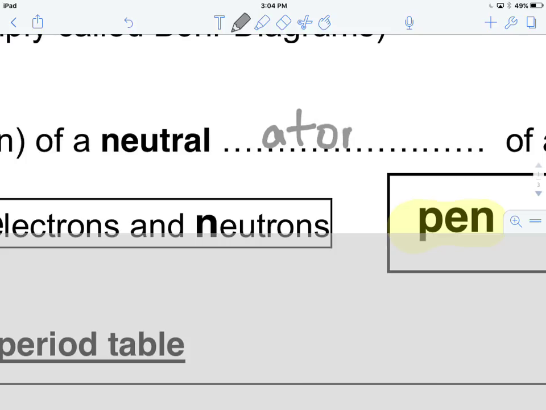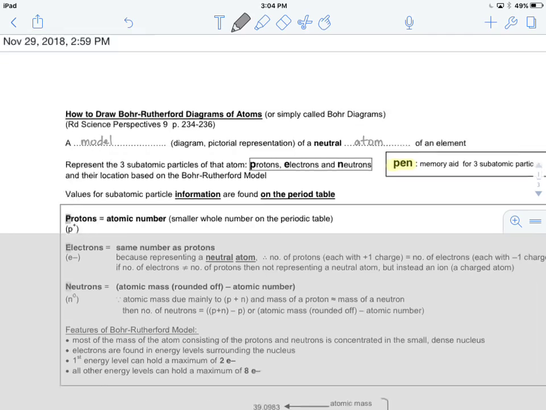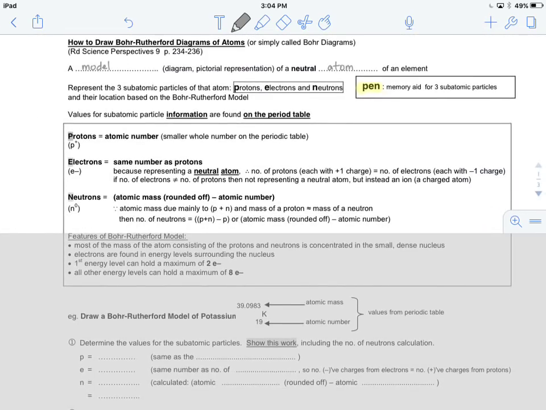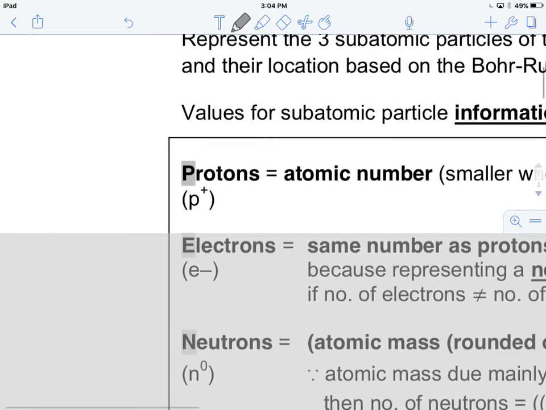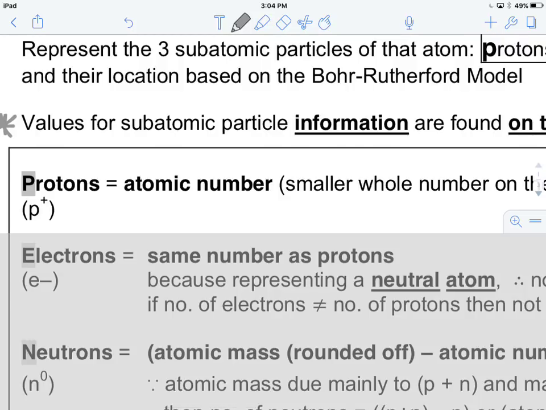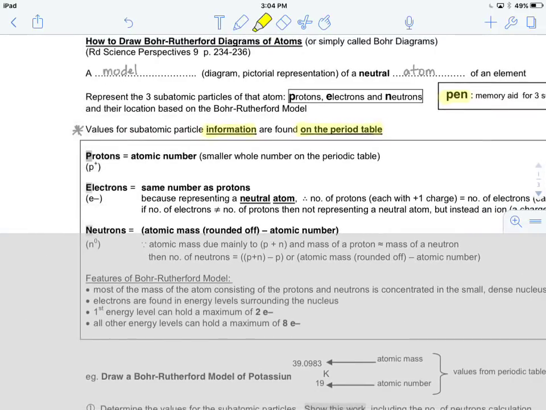But in grade 9, it's good to know how to draw these things because it shows us how many protons, electrons, and neutrons there are and where they're located based on the model that Bohr and Rutherford came up with. An important point to ponder is that all the values that you need are all found on the periodic table. So all the information that you need is found in the periodic table.